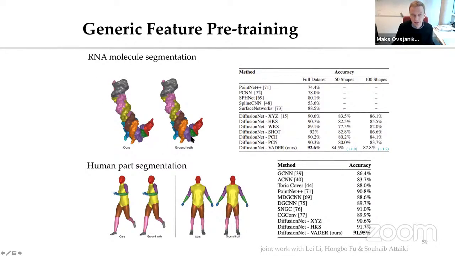And so for example, for this RNA molecule segmentation, we took these pre-trained features, we call them Vader features, for voxelized alignment based descriptors. And remarkably, these features have nothing to do with molecules, but because they encode very powerful signals about local geometry, they can be used for a variety of tasks, like for example, molecule segmentation or non-rigid human part segmentation. So if, for example, you train DiffusionNet using XYZ coordinates, you get 90.6%, and you get close to 92% just by training on top of these pre-trained features.